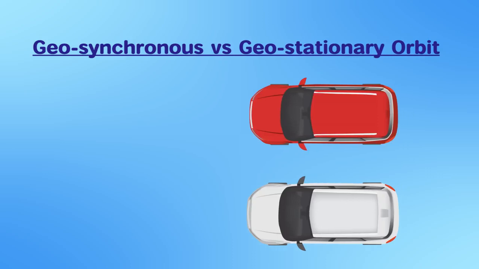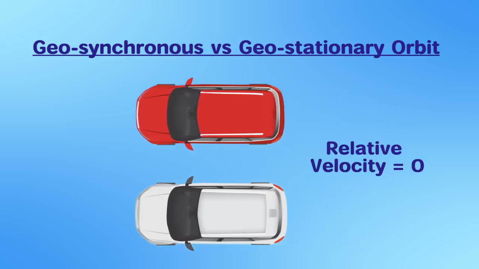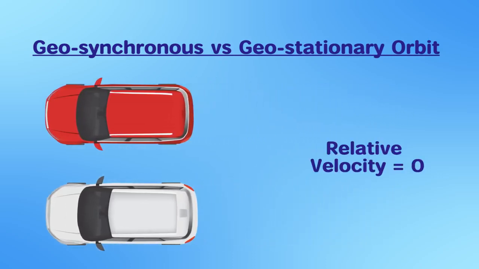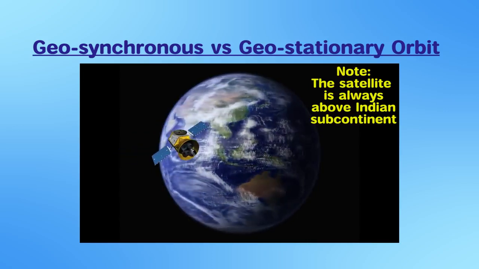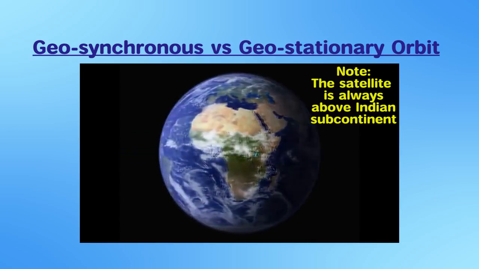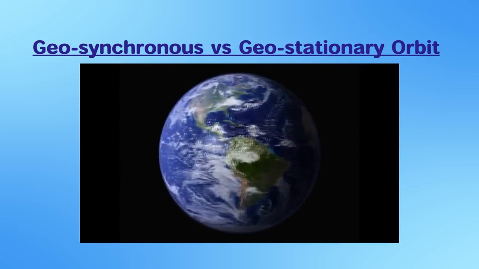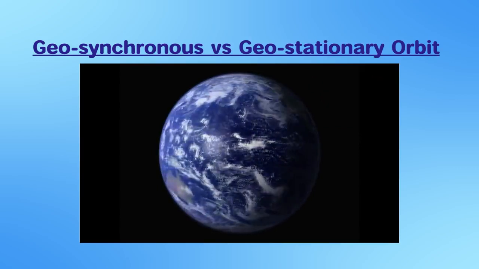Just as two cars moving in the same speed and direction appear to be stationary to each other, the satellite in geostationary orbit will also appear stationary to Earth, thus the name geostationary. To understand this difference better, let us take the following example.